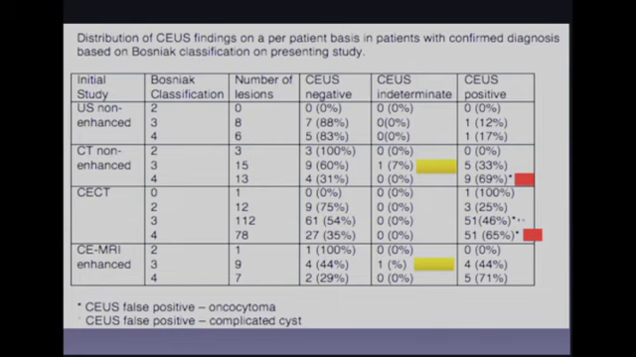This slide gives a distribution of our enhanced ultrasound findings per patient in patients with a confirmed diagnosis on the Bosniak classification of this study. And again, you can see that our indeterminate lesions were classified as Bosniak 3s. And again, I think we would have now considered these benign and moved them up to a benign category on ultrasound. We've had, again, if you look, the majority of our masses were done on enhanced CT, a few cases on enhanced MR.